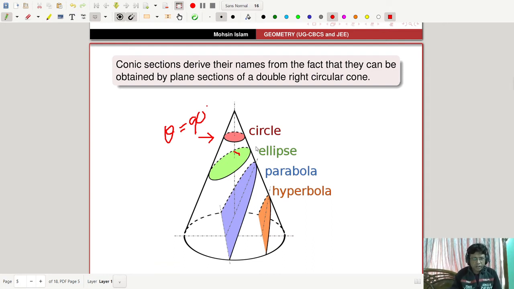So this is the section. And if you take another section, an acute angle section with the axis of the cone, it will give you this, which is the angle of intersection. So this will give you a parabola, and there are hyperbolas also.